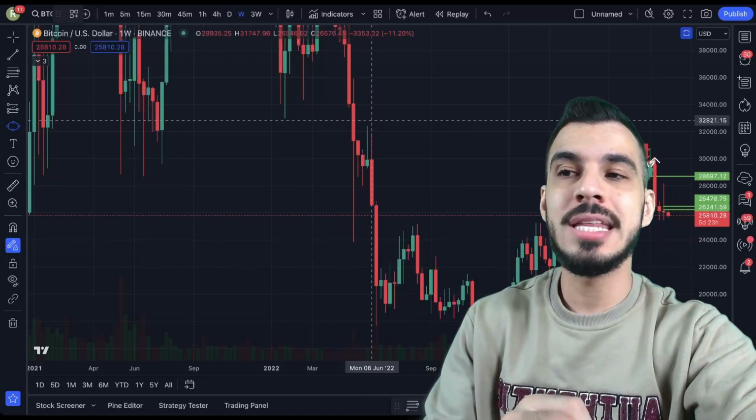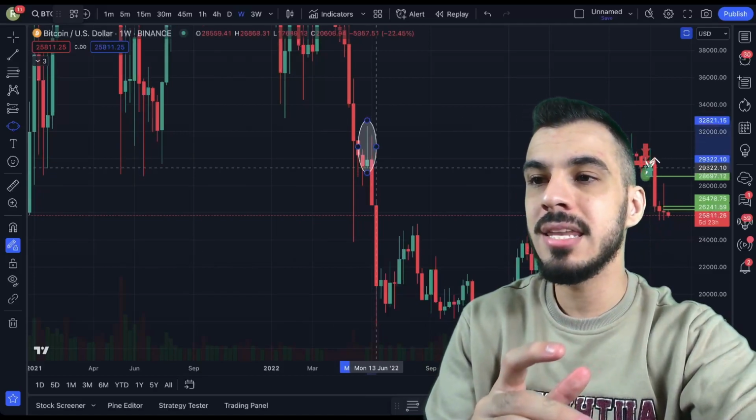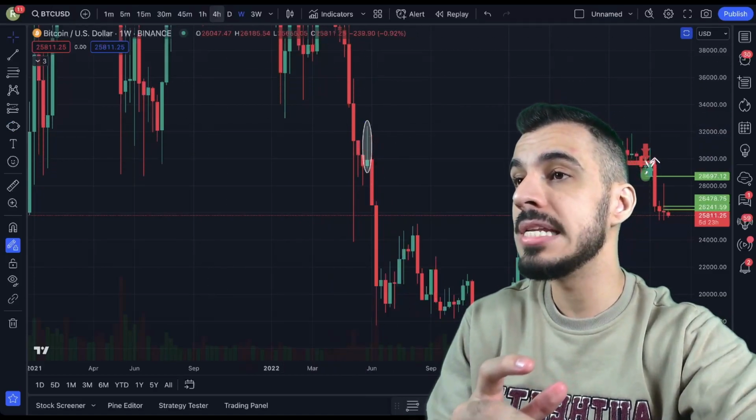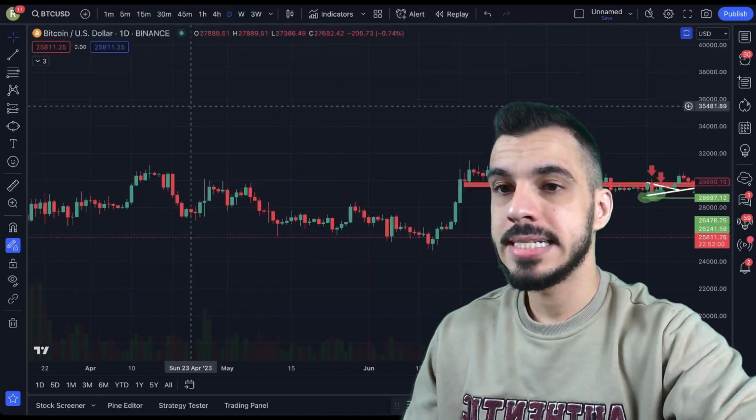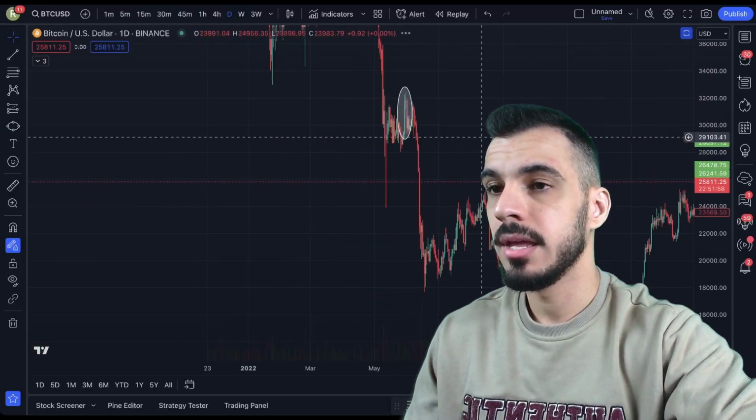And the most interesting thing is what is happening inside this candle. So let's zoom in here to the daily time frame. Let's go back. Where is it? Here.